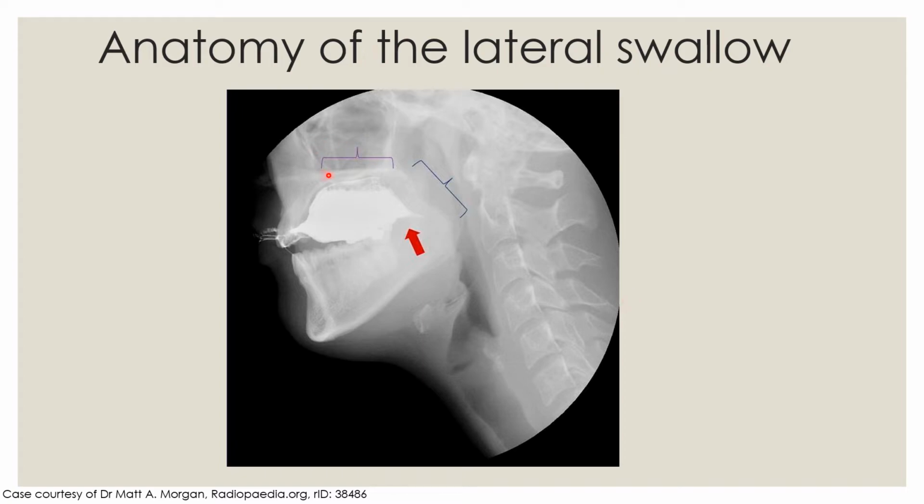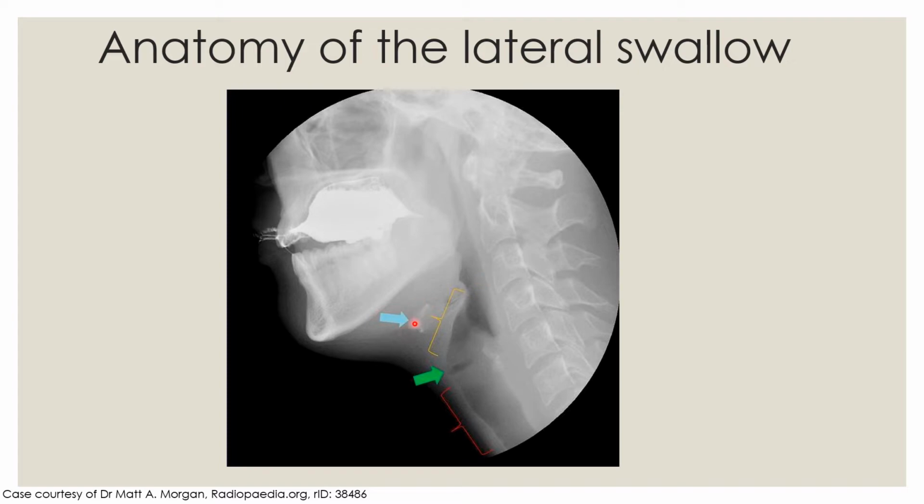We have a few normal anatomical structures here. So we have the hard palate in the purple bracket, we have the soft palate in the blue bracket, and we have the base of the tongue, which is this indentation here in the red bracket, in the red arrow. So we have more normal anatomical structures here.